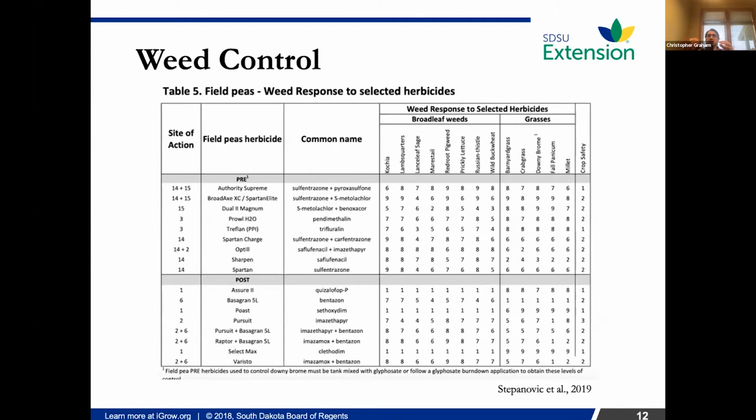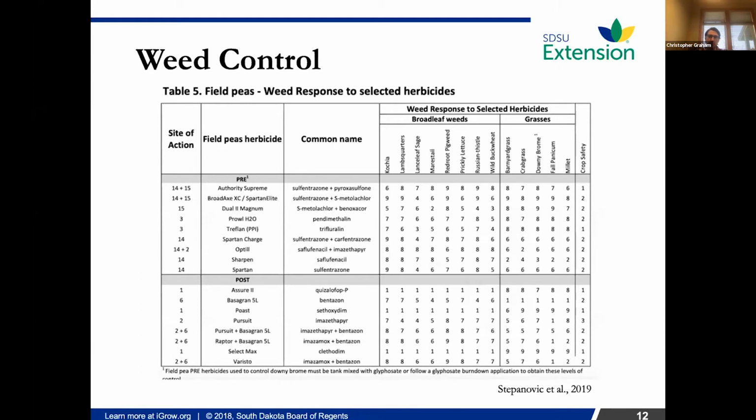More and more we're seeing a lot of resistance to group 1, your ACCase, and group 2, ALS inhibitors. And so one area where I think peas have a nice fit is that you can diversify that, and you can look into some of those pre-emerge herbicides, like group 14, group 15, group 3s, and then you have these multi sites of action.